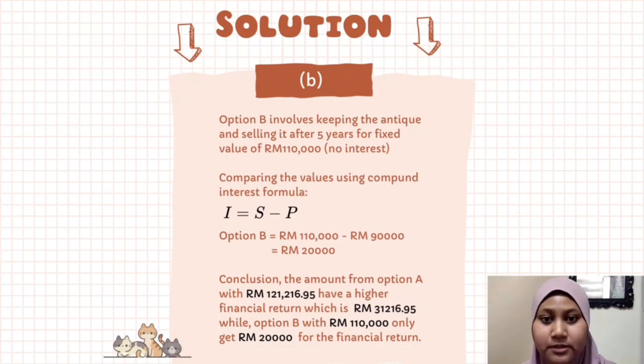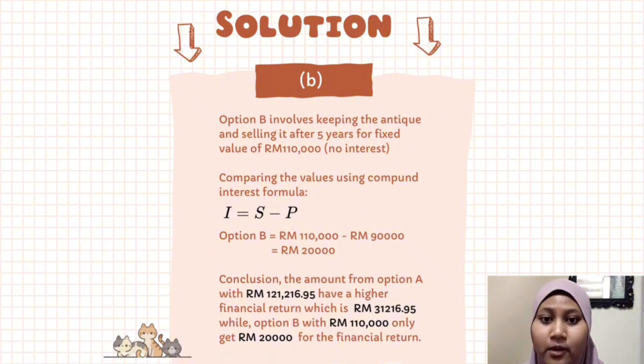Next, for option B. Option B involves keeping the antique and selling after 5 years for a fixed value of 110,000 ringgit with no interest. Why no interest? Because this future value is fixed. So we just need to compare with the financial return for option A. To find the financial return, we use the formula of compound interest, I equals S minus P. For option B, the future value is 110,000 ringgit, and we minus our principal, which is 19,000 ringgit. So the answer is 20,000 ringgit.